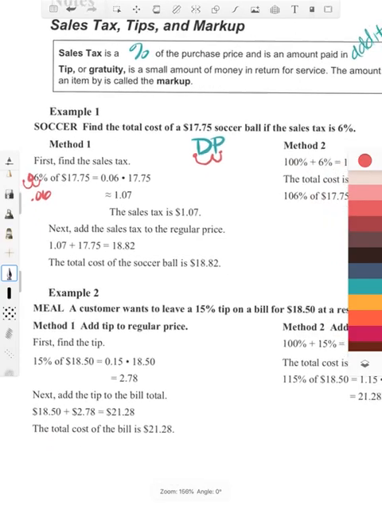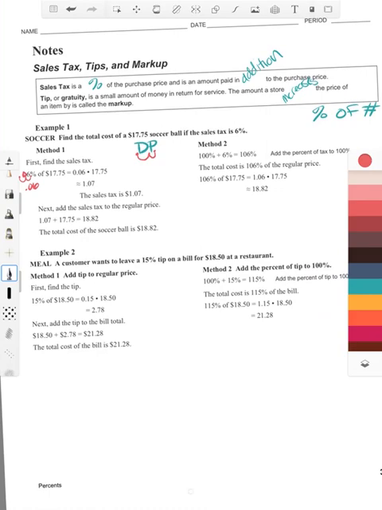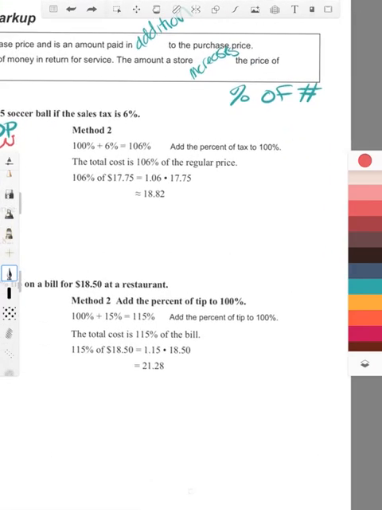Now, if the question was just asking for the sales tax, then we'd be done. That's it. But they want to know what the new price is, or what the regular price is with the tax added on. So we're going to add $1.07 to $17.75, which gets us our answer of $18.82.